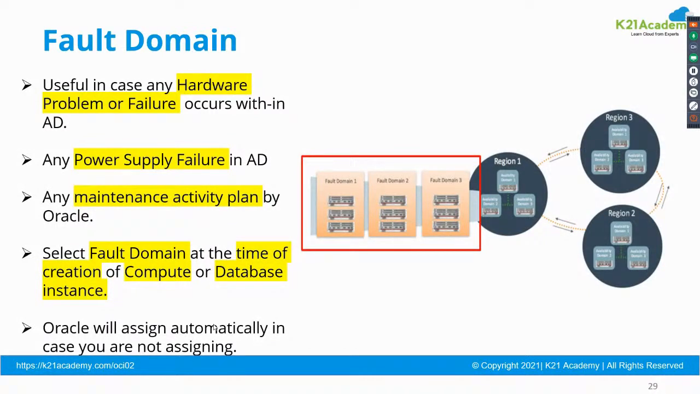But in case you have missed it, or say I don't want to put anything on the fault domain from my end, let Oracle decide which fault domain is best for me. Then Oracle selects on its own. Each resource you are creating, a virtual machine or a database, has a fault domain. Either you can choose it or Oracle will allocate it from their end. So there is no choice to escape from fault domains. It will always be there.